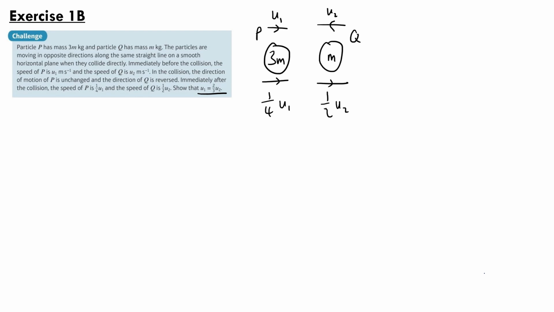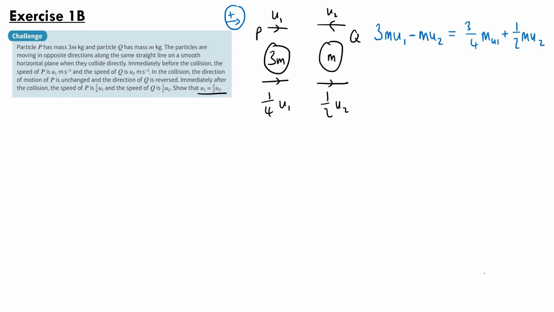Okay, so here we're just going to use the principle of the conservation of momentum. If we take one direction to be positive, let's say to the right to make things easier for us, then before the collision the total momentum is 3mu1 take away mu2, and that's equal to 3/4 mu1 plus 1/2 mu2 for after the collision.